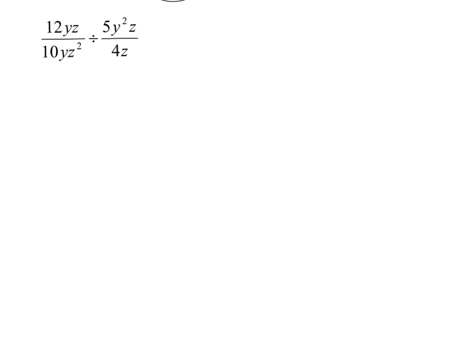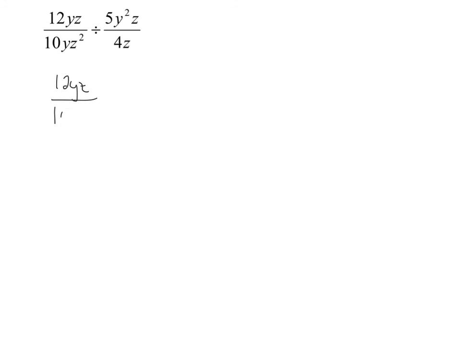So here's our final example, and this is just kind of a monomial example. So we have 12yz over 10yz squared, and I'll turn this to multiplication of 4z over 5y squared z. So again, I flip it. Turn it to multiplication. Only flip the second one. Now I'll start canceling out if I can. Or I can multiply across if I want to. It doesn't matter. Because these are not really factorable ones, they're all monomials. If I wanted to multiply them across, I could.